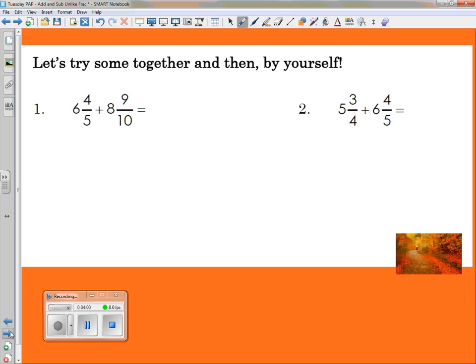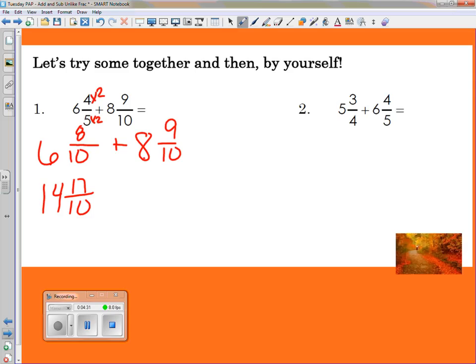All right, number 1, 6 and 4/5 plus 8 and 9/10. Common denominator would be 10. So this one doesn't need a change at all. 5 times 2 is 10, so 4 times 2 is 8. Add 8 and 9, I get 17 over 10. 6 and 8 is 14. Got it improper, so 10 goes into 17 one time, so that makes that a 15 now, with 7 left over out of 10.